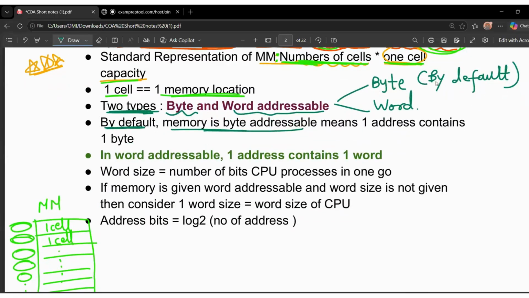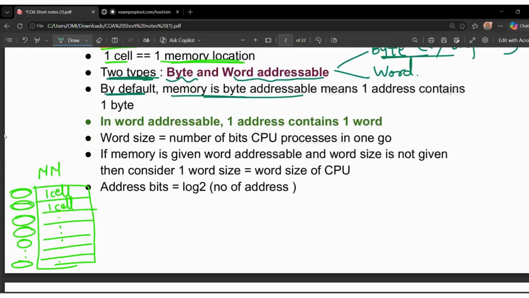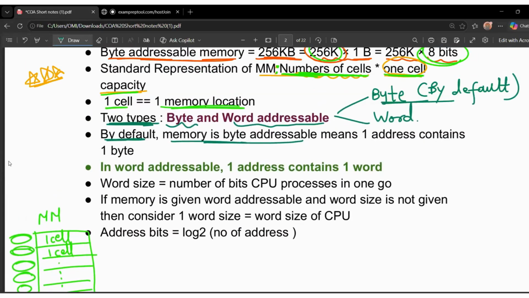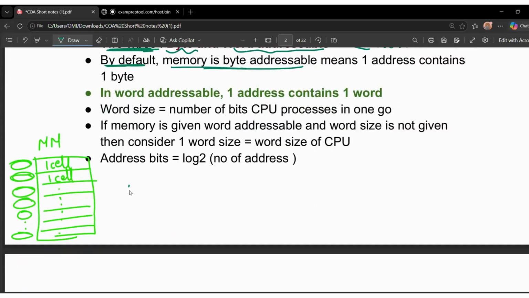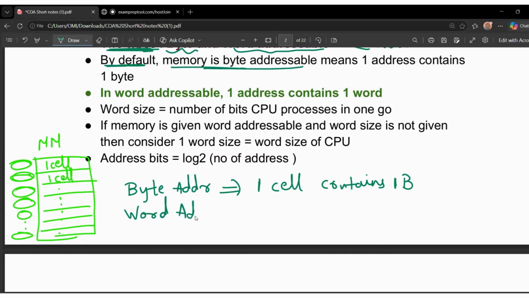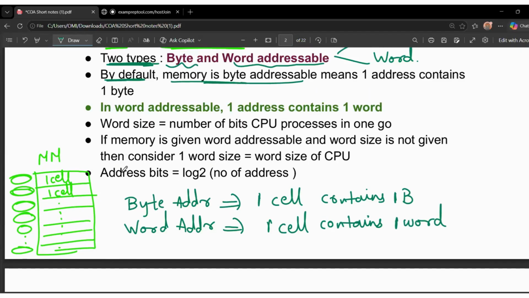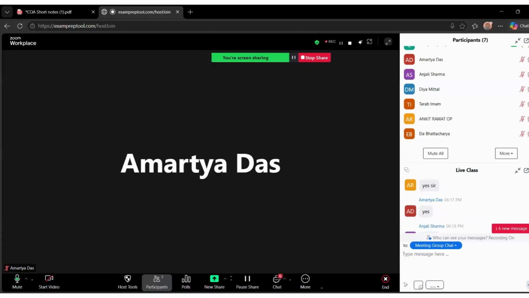So what is byte addressable? One cell contains one byte. And what is word addressable? One cell contains one word. So one cell will contain one byte in byte addressable, and one cell will contain one word in word addressable.